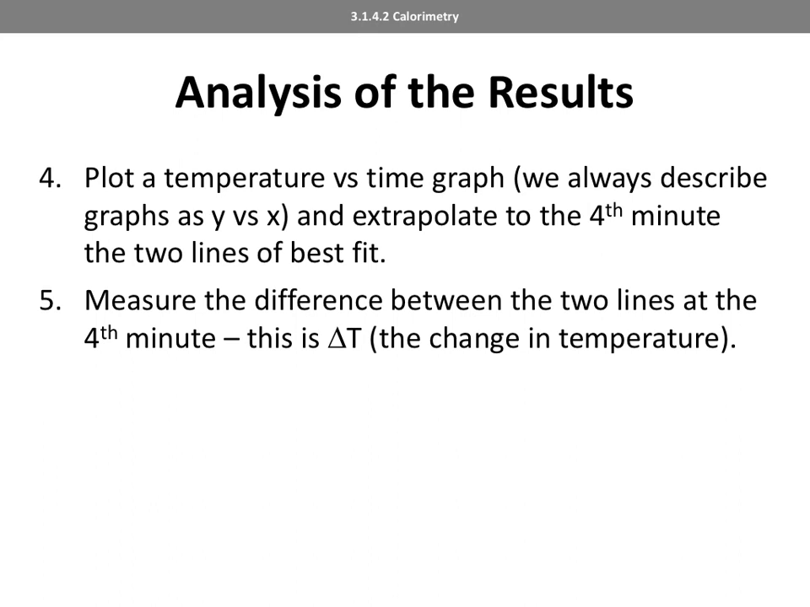So we are plotting our results on a temperature versus time graph, and as you'll see in 2 examples in a minute, we're going to be able to draw 2 lines of best fit: a line of best fit for the temperature leading up to us adding the second reactant, and then a line of best fit after we've added the second reactant. Then we extrapolate the lines back to the 4th minute, and measure the difference between those 2 lines at the 4th minute. That was the moment we added the second reactant, and this is going to be our delta T value, our change in temperature.